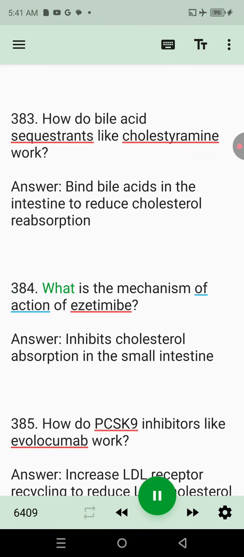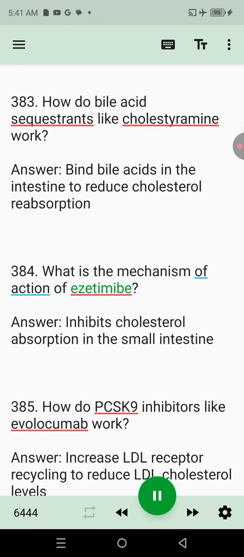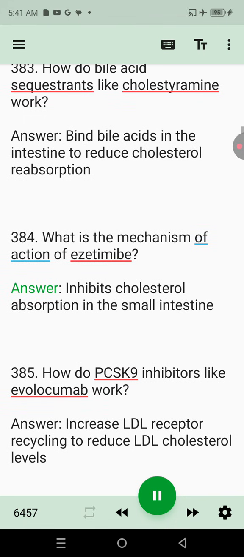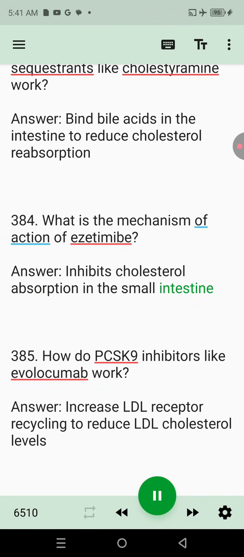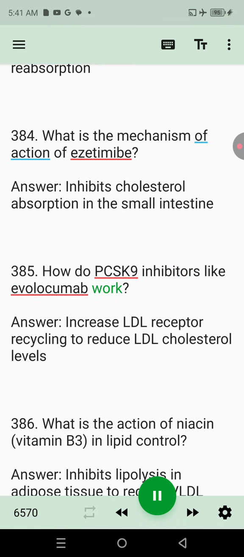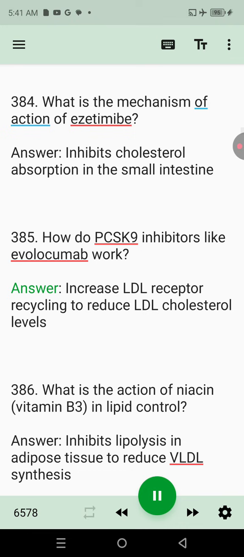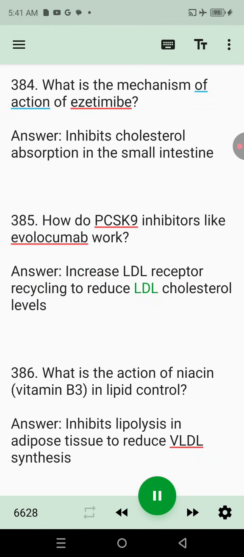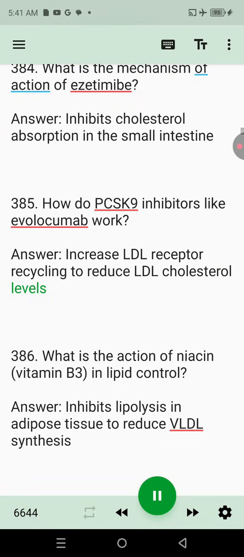384. What is the mechanism of action of ezetimibe? Answer. Inhibits cholesterol absorption in the small intestine. 385. How do PCSK9 inhibitors like evolocumab work? Answer. Increase LDL receptor recycling to reduce LDL cholesterol levels.